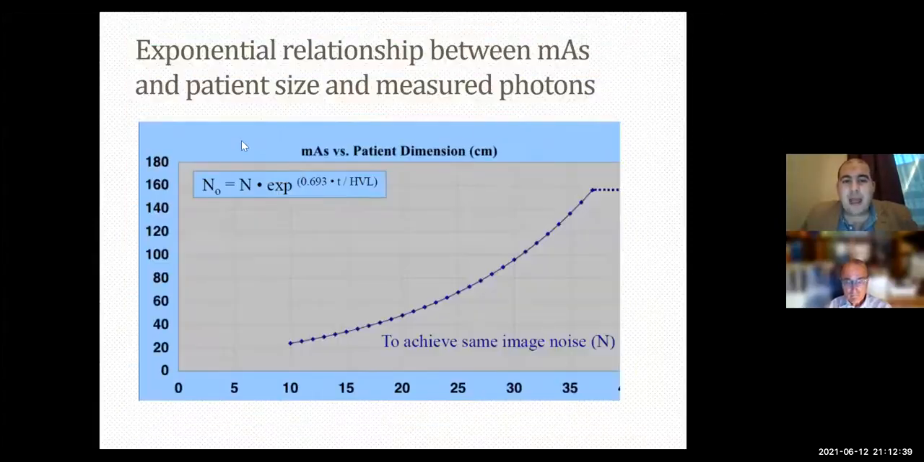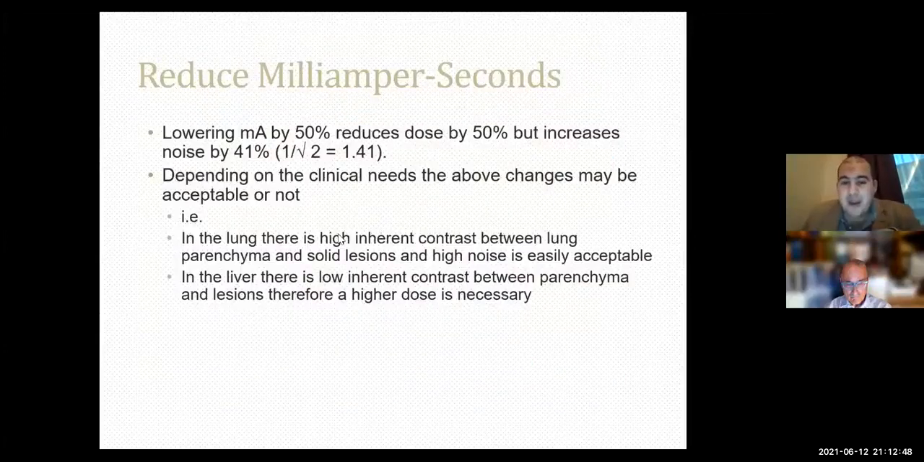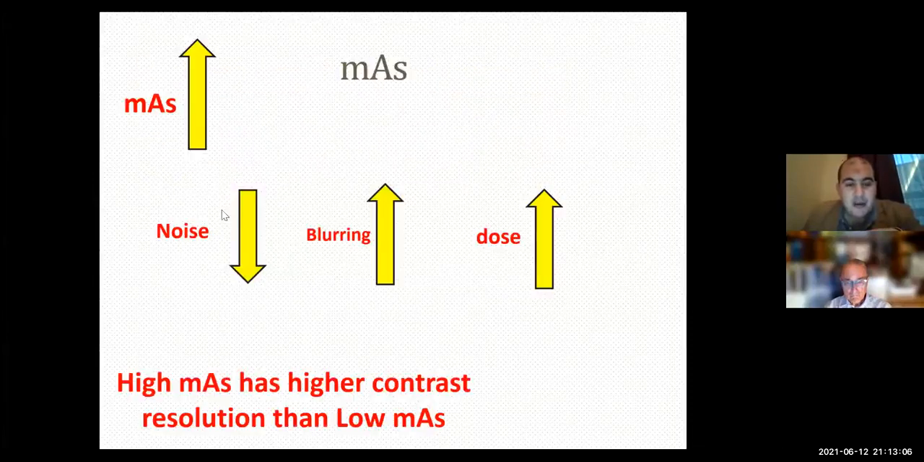So now, lowering milliampere by 50% reduces the dose by 50%, but increases the noise by 41%. So you can reduce the milliampere with CT chest, because there is high inherent contrast between lung parenchyma and solid lesions. But in the case of liver, there is low inherent contrast between parenchyma and lesion, so you have to use a higher dose. So increasing milliampere reduces the noise, reduces blurring, and increases the dose to the patient.